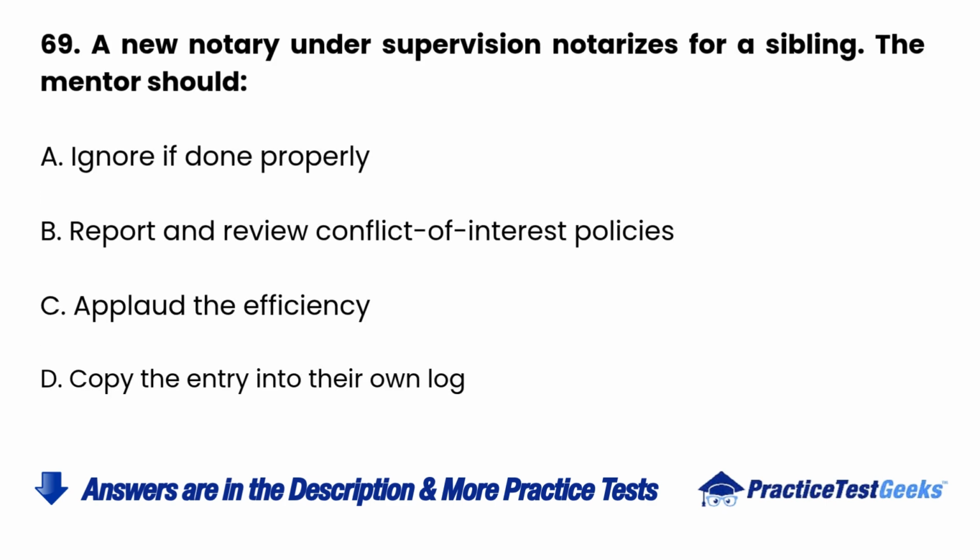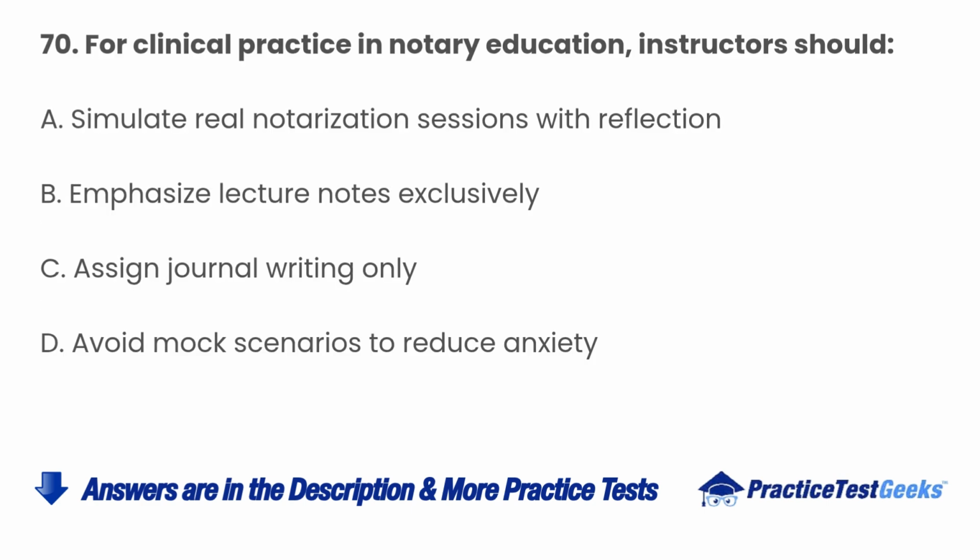69. A new notary under supervision notarizes for a sibling. The mentor should A. Ignore if done properly. B. Report and review conflict of interest policies. C. Applaud the efficiency. D. Copy the entry into their own log.